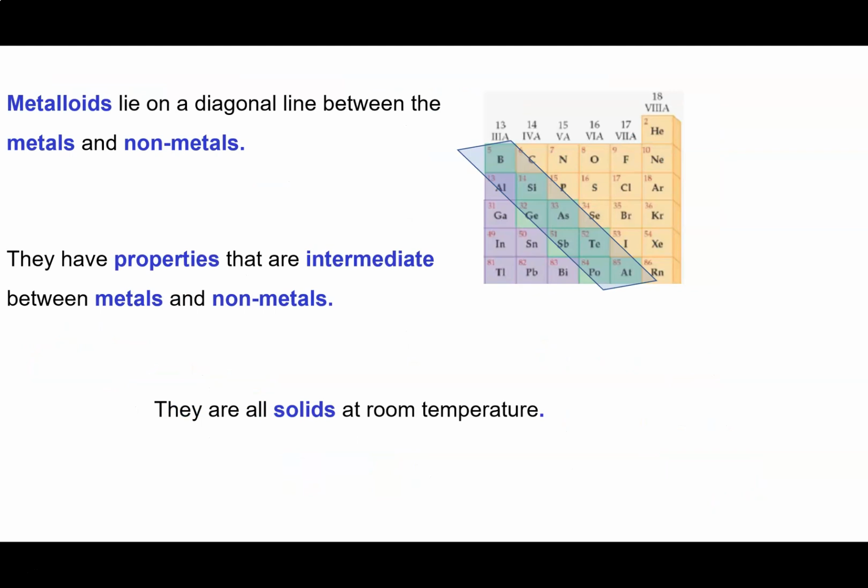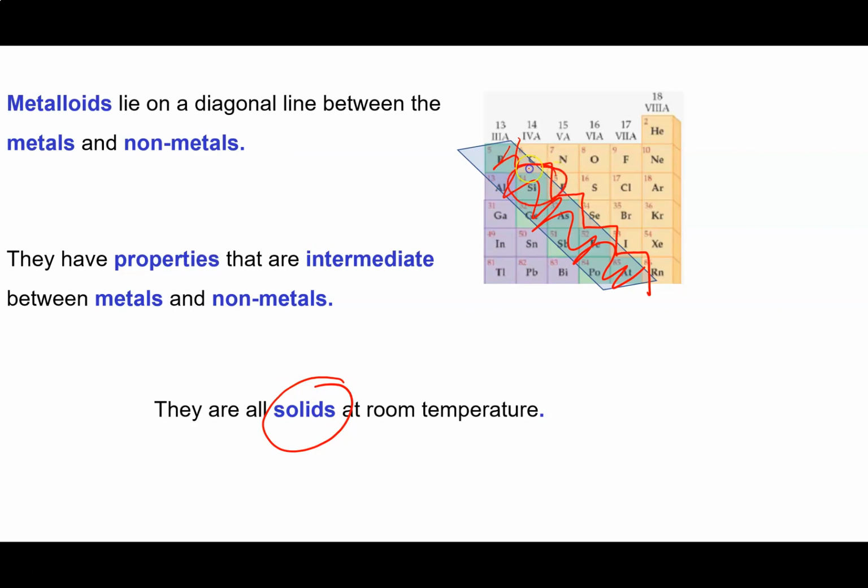Okay, so as we mentioned previously, the metalloids or semimetals lie between the metals and the nonmetals, kind of on this diagonal. We call it the staircase line, because if you trace the right-hand edge of it, it looks like a staircase. So there it is there, and these guys have properties that are in between metals and nonmetals. All of them are solids at room temperature.